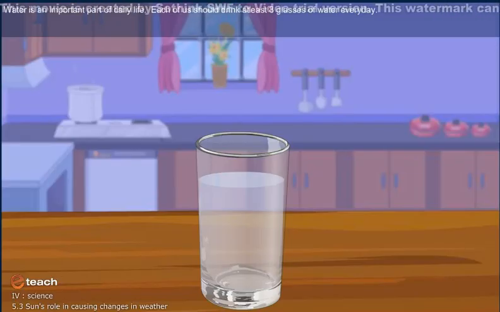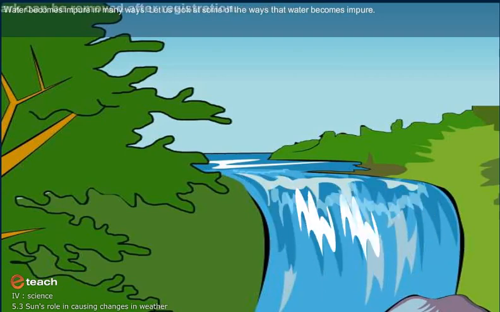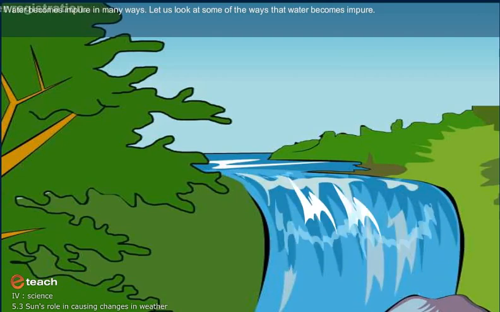Water is an important part of daily life. Each of us should drink at least 8 glasses of water every day. Water becomes impure in many ways. Let us look at some of the ways that water becomes impure.